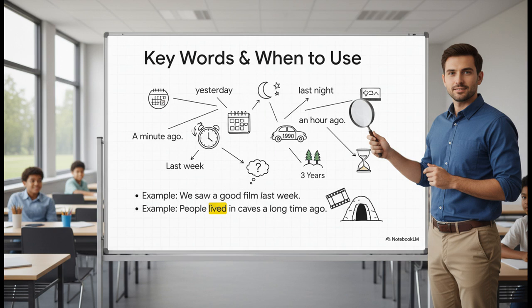So a big question is, how do you even know when you should be using the simple past? Well, here are some secret signals to look out for. Anytime you see words like yesterday, last night, last week, or phrases that end in ago, like 3 years ago, bang, that's a huge clue. These are time words that lock the event into a specific, finished time in the past. They're like little signposts telling you exactly which tense to use.